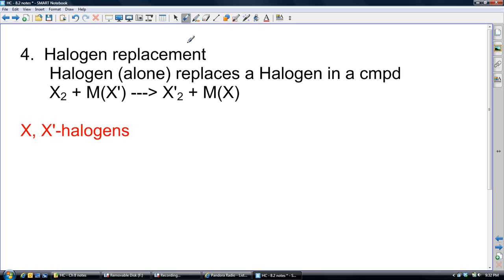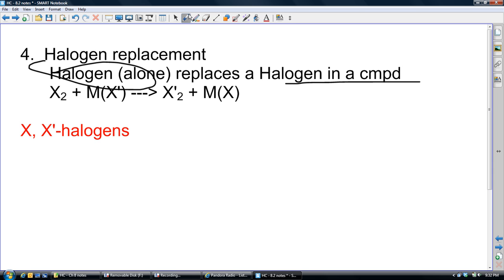The last one. Treat it the same way, except instead of the phrase metals trade places, we're going to use a halogen replacement, which means halogens will trade places. So simply a halogen by itself will trade places with a halogen that's in a compound.